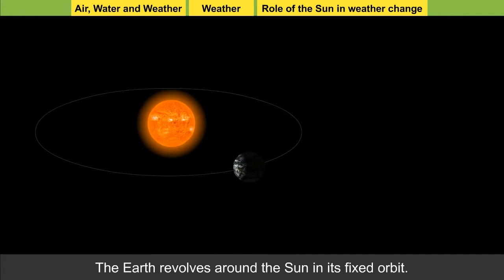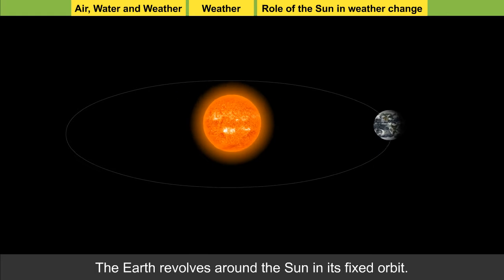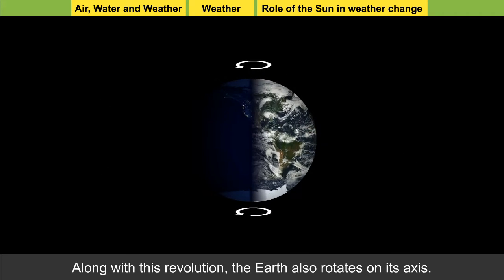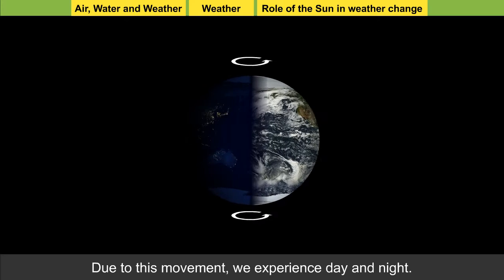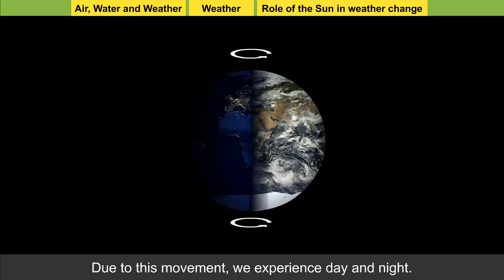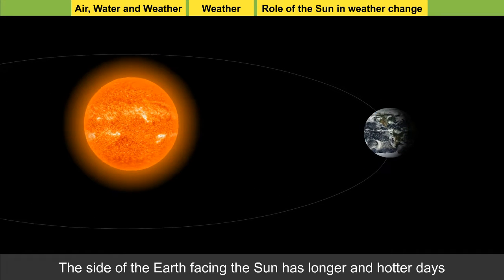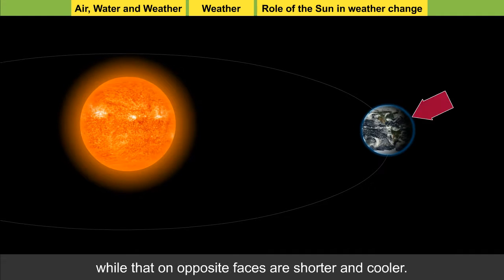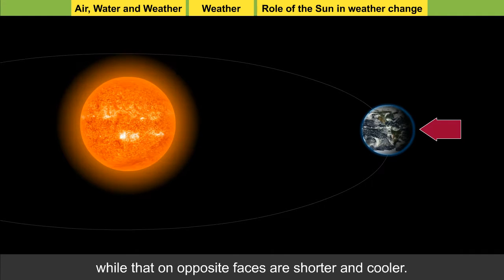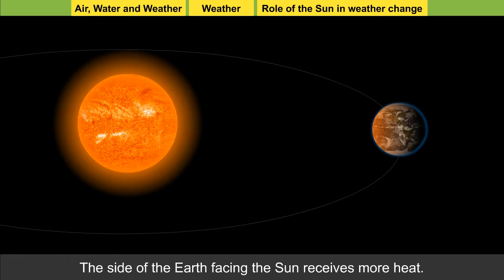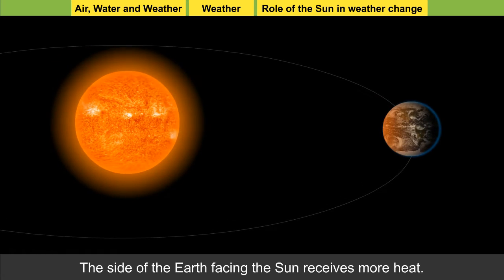The earth revolves around the sun in its fixed orbit. Along with this revolution, the earth also rotates on its axis. Due to this movement, we experience day and night. The side of the earth facing the sun has longer and hotter days, while that on opposite faces are shorter and cooler. The side of the earth facing the sun receives more heat.